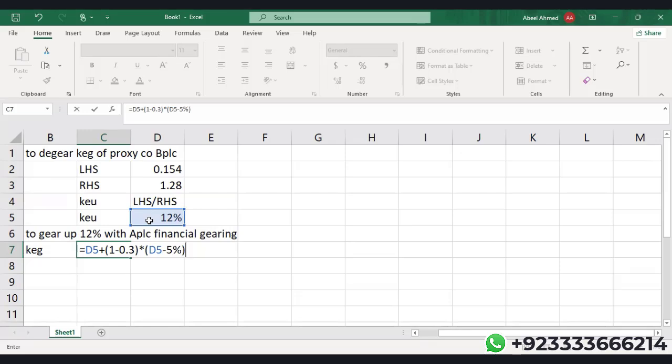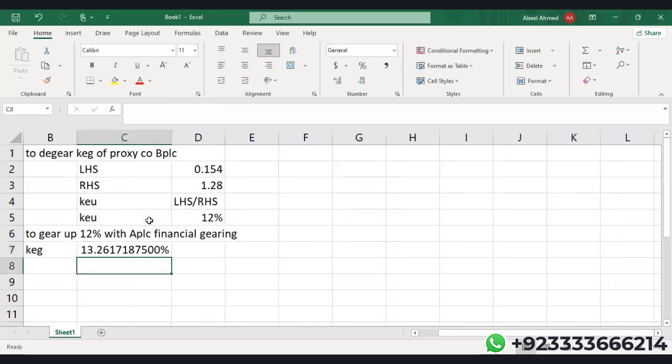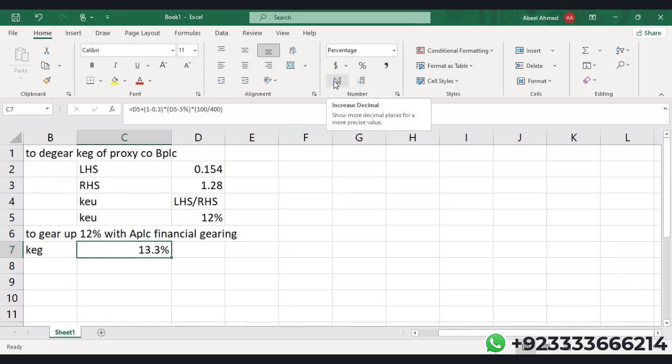Bracket close, multiply by market value of debt. A company is having market value debt 100 million. Am I right? Equity value is 400. We are getting 13.2617% if you bring it. So we're getting 13% or 13.3 or 13.26. It's exactly the same result which we got earlier.